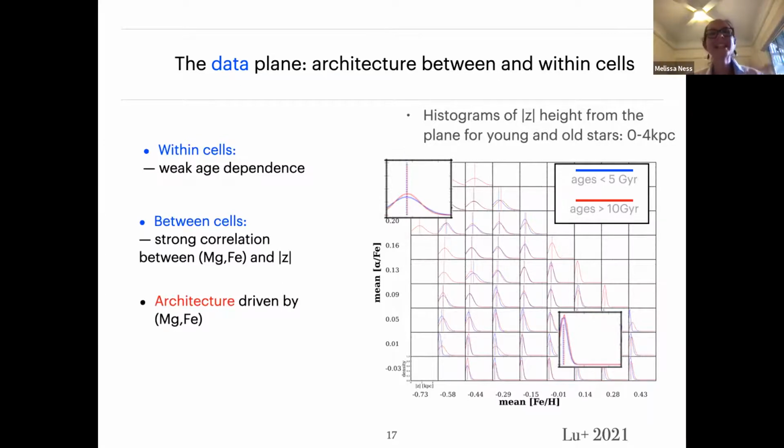So what we're seeing is that the architecture is so strongly driven by a star's location within this plane. Okay, and this must place really strong constraints on the assembly process of the galaxy, and whether we go forward with modeling this, comparing to simulations, I think this is a critical way that we can try and understand the role of inside-out formation and upside-down formation versus heating.